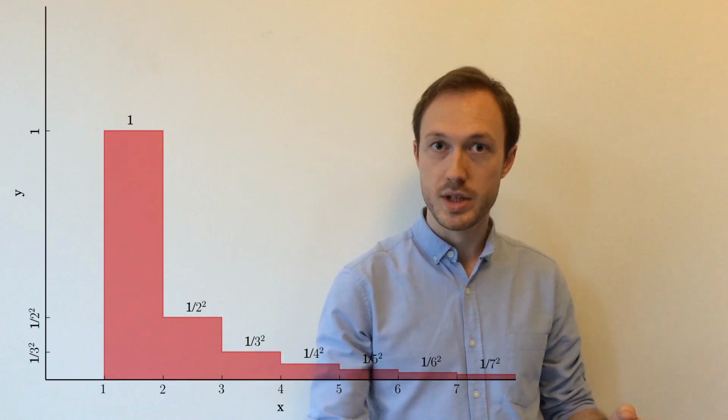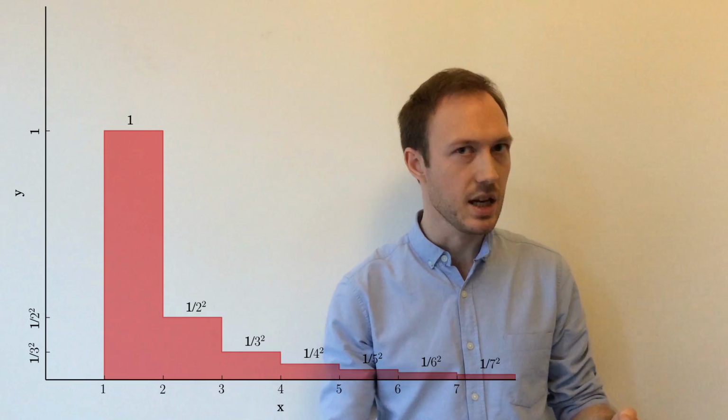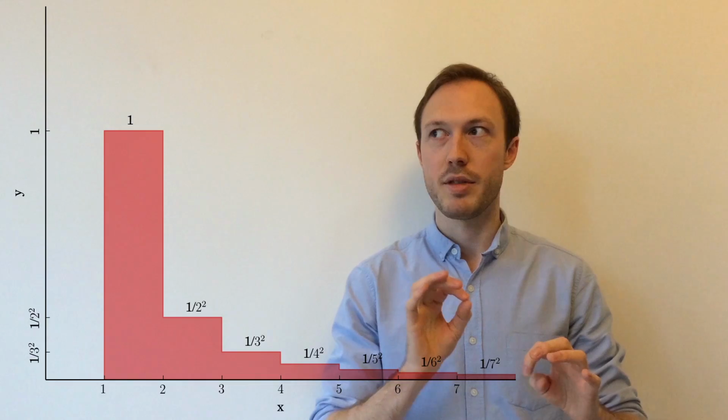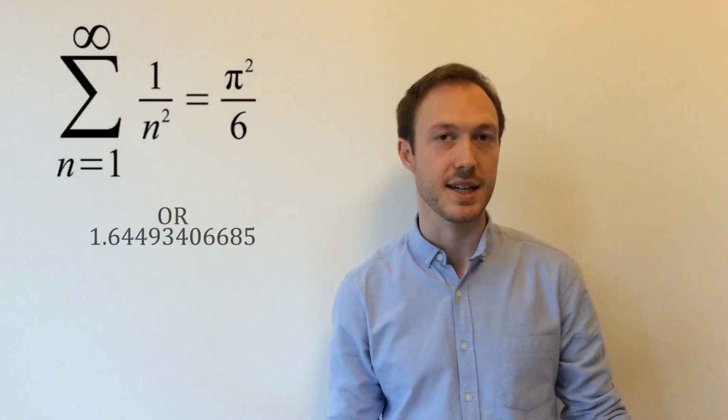Now, imagine starting from 1 again, but this time add to it a quarter, and then a ninth, and then a 16th, and so on, all of the inverse square numbers. Now, the sum of these numbers up to infinity most certainly is finite. In fact, it's really cool. It's just pi squared over 6.